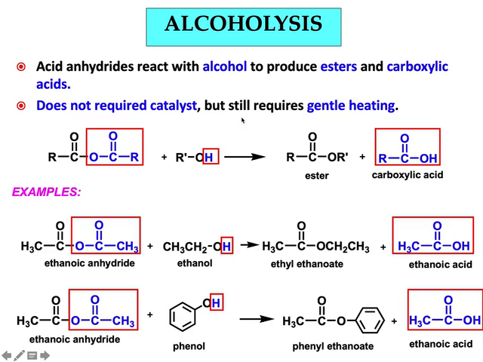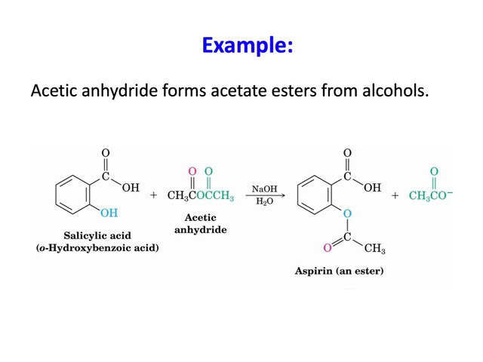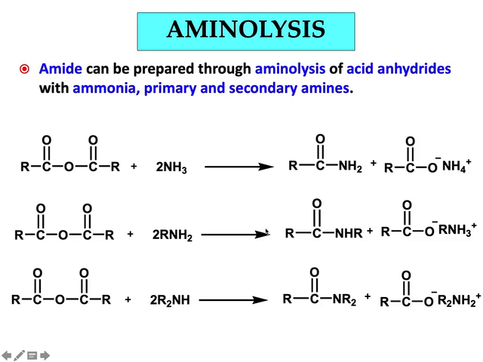Next is alcoholysis. Alcohol reacts with acid anhydride to form ester and carboxylic acid. This is an example, esterification. So carboxylic acid reacts with the acid anhydride in this reagent to form ester. So next is aminolysis. Amide can be prepared through aminolysis of acid anhydride with ammonia, primary and secondary amine.